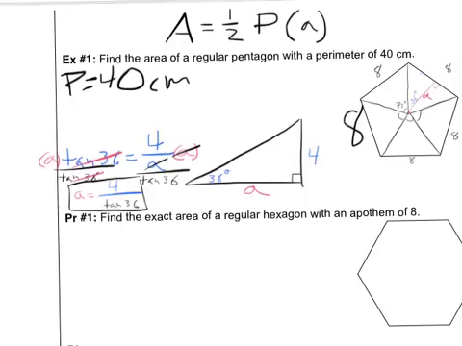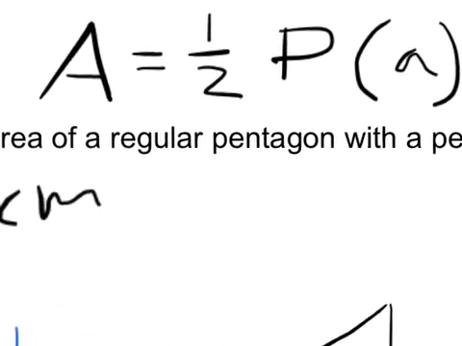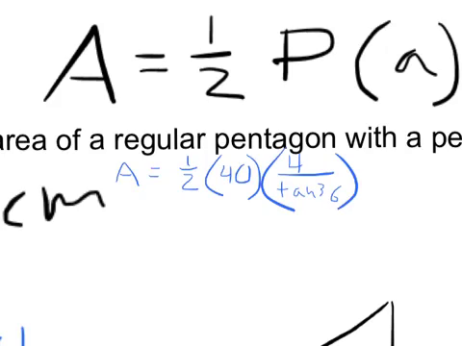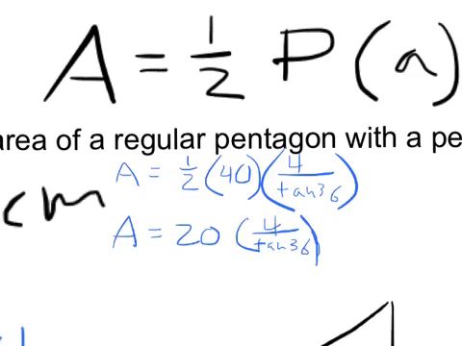So let's do that. We'll zoom in. I know that the area should equal 1/2. My perimeter is 40. And my apothem, I found out, is actually 4 over tangent 36. I can plug all of that into my calculator. I can simplify a little bit first if I wanted to. Half of 40 is obviously 20 times 4 over tangent 36. And 20 times 4 is 80. So if I wanted to, I could just put 80 divided by tangent 36 in my calculator.